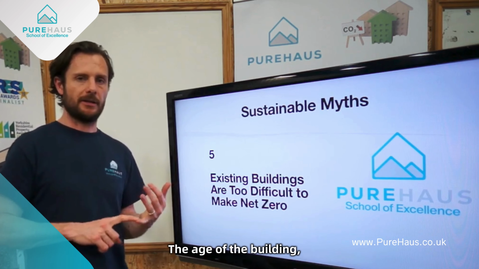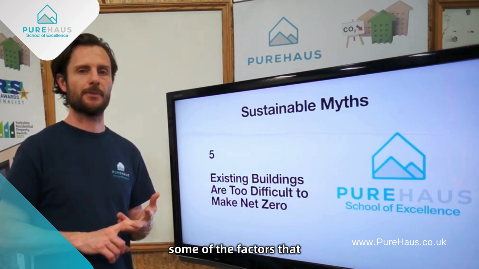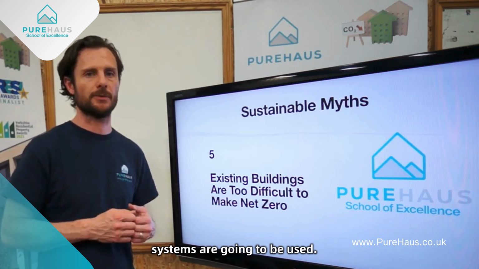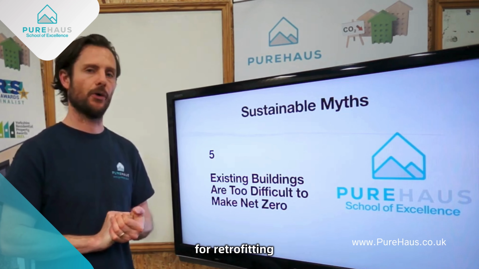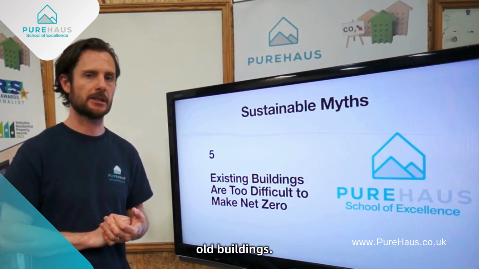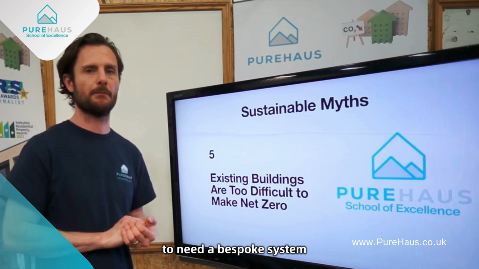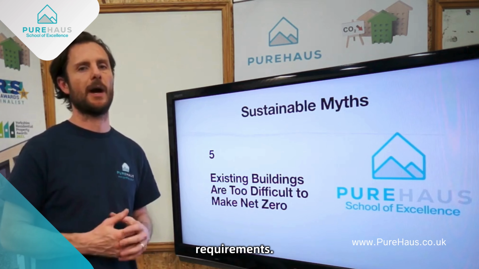The age of the building, the style of the building, its location are just some of the factors that need to be considered when thinking about what kind of systems are going to be used. And unfortunately, there is no silver bullet for retrofitting old buildings. Every building is going to need a bespoke system pulling together to meet its individual unique requirements.